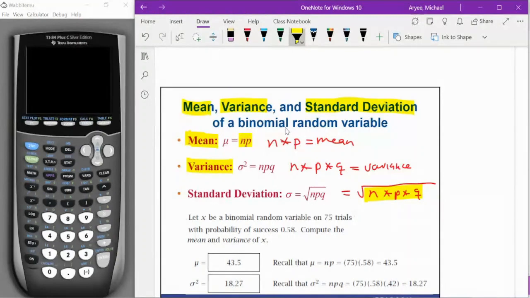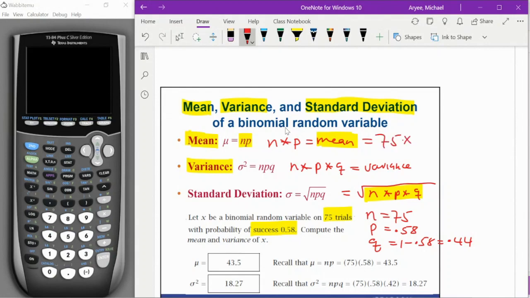Okay, so let's look at these questions that I see here. It's not too clear on your screen, but I can write it out. They said there are 75 trials, so n is 75. And they said that the probability of success is 0.58, which means that p is equal to 0.58. Now, it implies that q will be 1 minus 0.58, that will be 0.42. So if the question says, what is the mean? All we got to do is take the 75 and multiply it by 0.58, and that will give us 43.5. That's the mean.